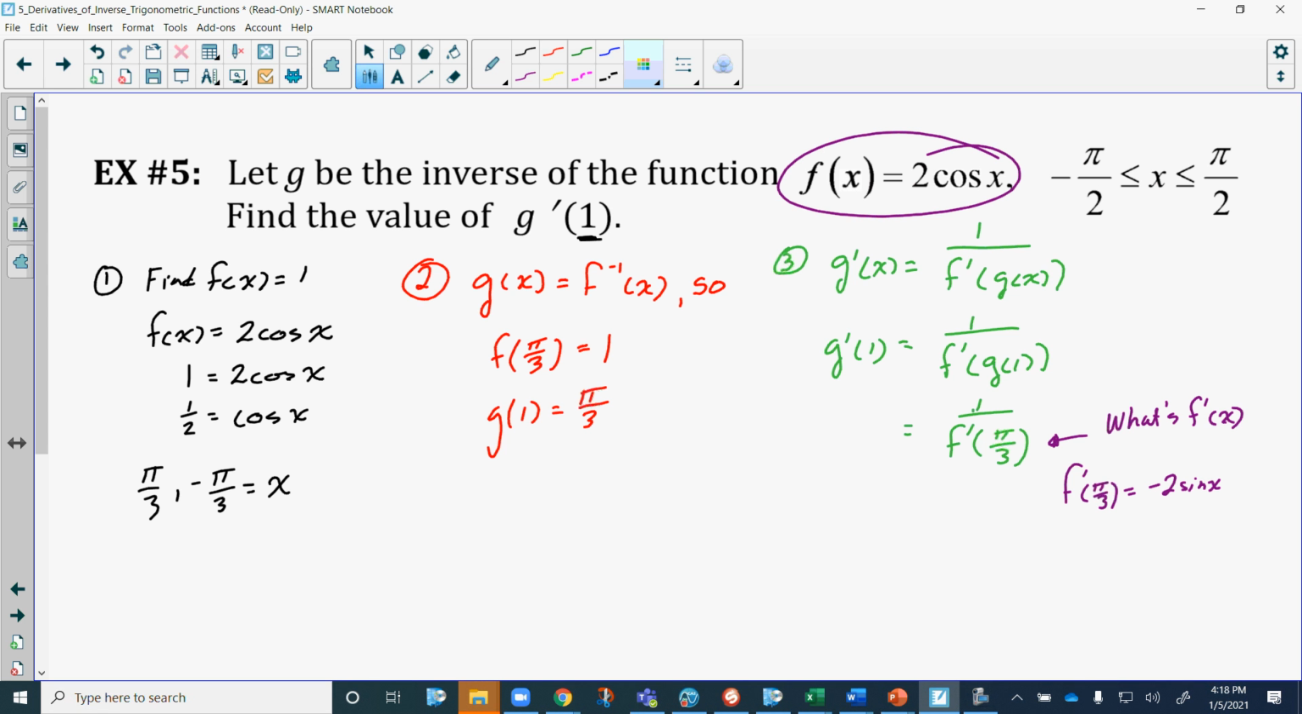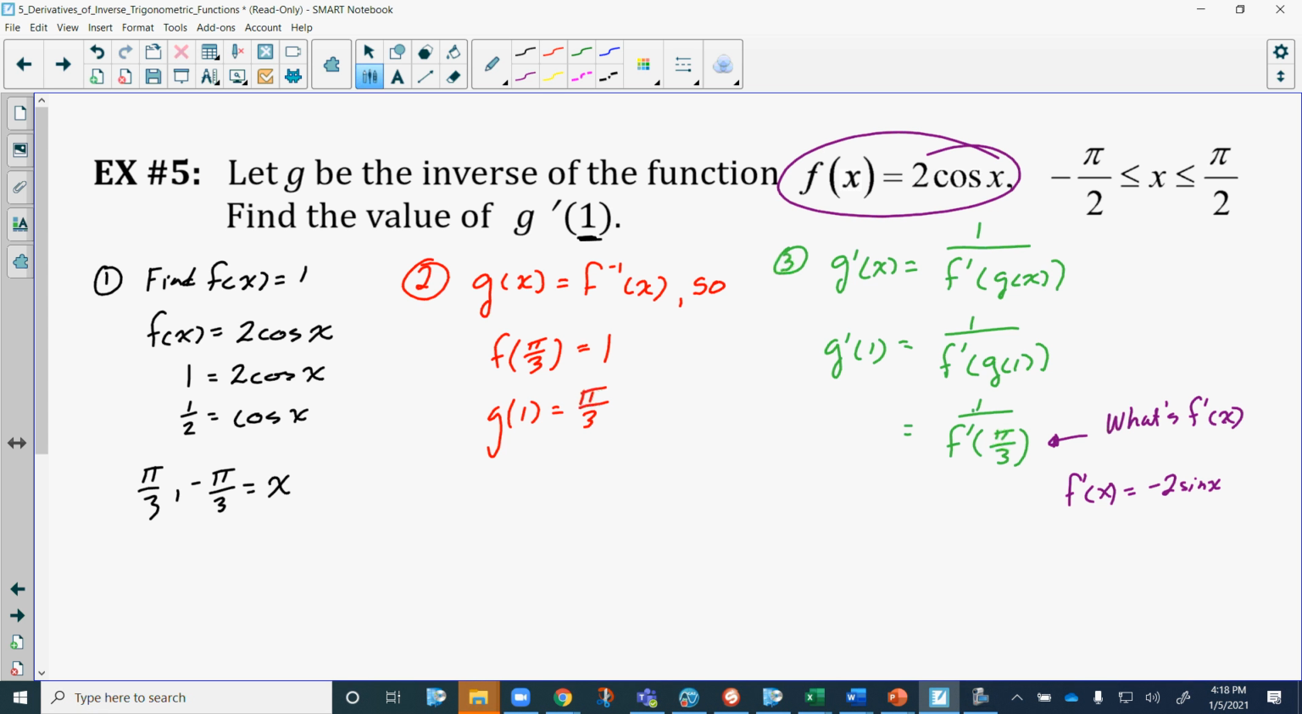Oh, I'm getting ahead of myself. Let's clean that up a little bit. Let's just take about the derivative itself. F prime of x, there we go, is equal to negative 2 sine of x. There we go. Now that's going to make a little bit more sense.